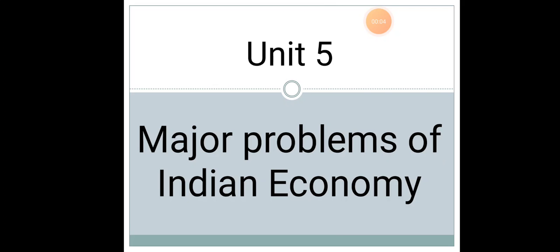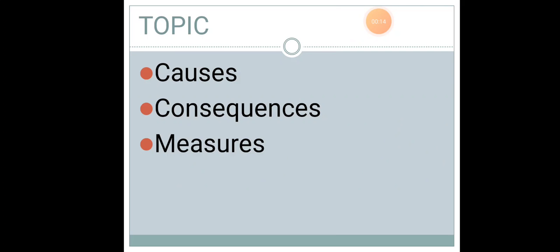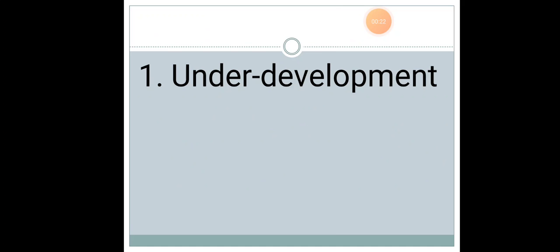So today we'll continue with unit 5, major problems of Indian economy, that was about unemployment. In the earlier session we had studied about the types of unemployment, and in this session we'll study about the causes, consequences and measures of unemployment. So first let's study about the causes of unemployment.